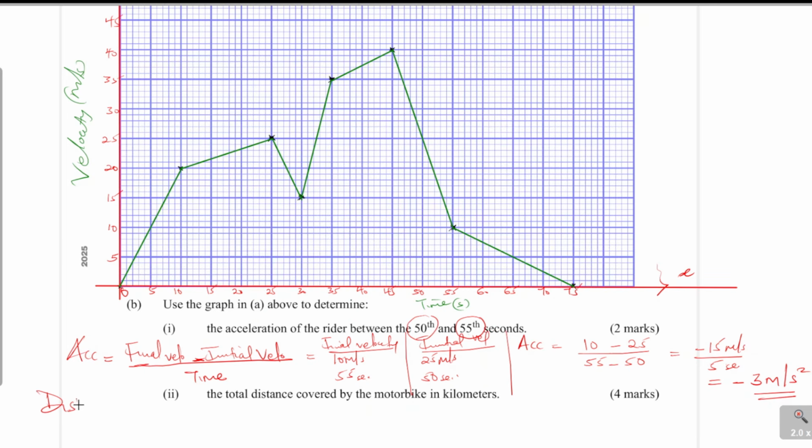So distance is given by the total area under the graph. Total area under the graph. So that is what you're supposed to do. So when you look at the total area under the graph, we are going to divide that area into sections of shapes that we can get the area. I can take, for example, from this point, draw a line there. This one, I can call this area 1. That one is area 1.